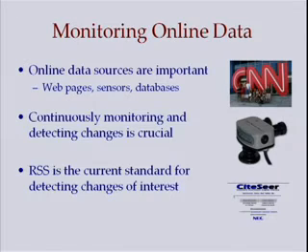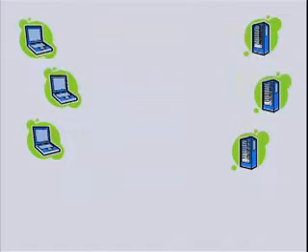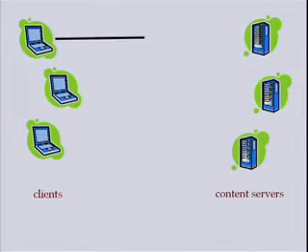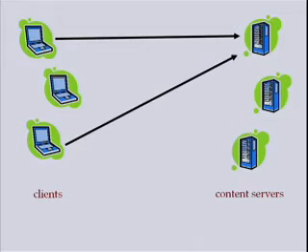So the current way to accomplish this is using a standard called RSS. But as you'll see, RSS has some problems. On the left here, we have clients, and on the right side, we have content servers that presumably have content that the clients are interested in. The way RSS works is that if a client's interested in some content, it pulls that source of content directly. If there are multiple clients, they all pull it independently. They don't share updates with each other.